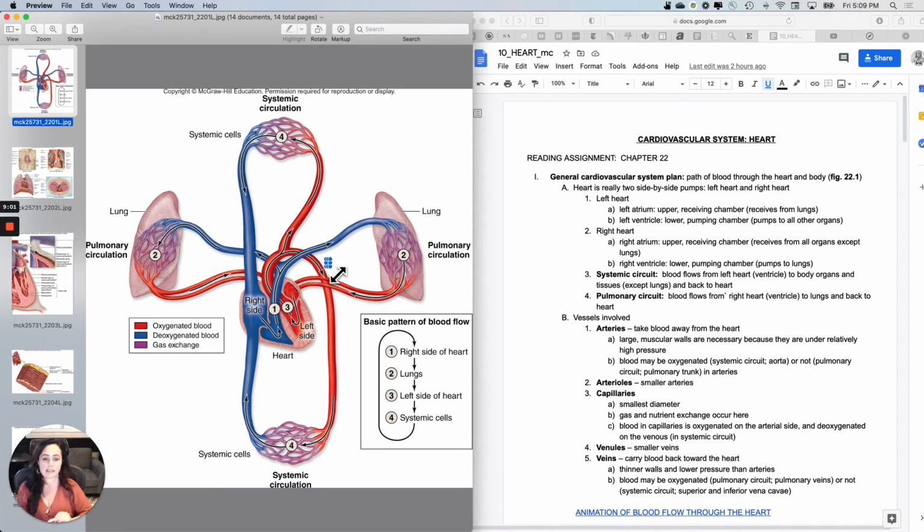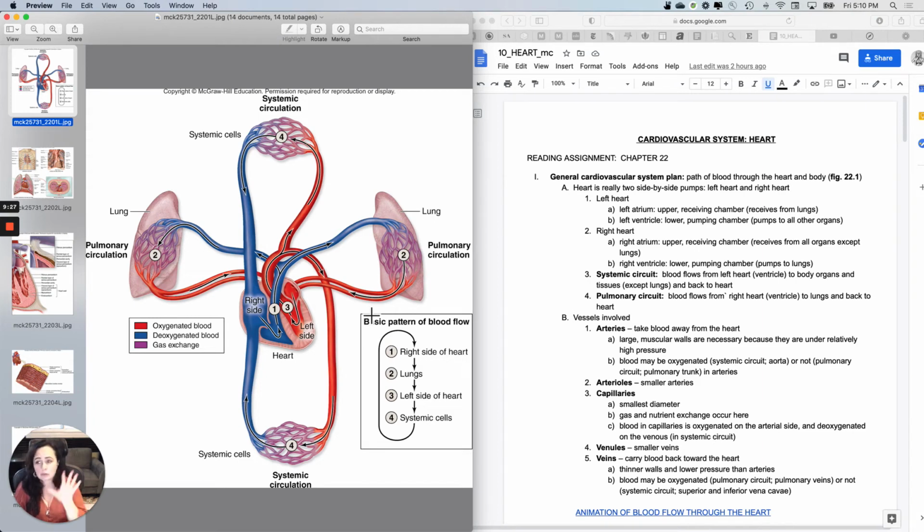Arteries are, by definition, relatively large, muscular-walled vessels because they're under high pressure, because they're right next to the heart, or they're receiving high-pressure blood from the heart. And in an artery, the blood can either be oxygenated or deoxygenated. The blood will be oxygenated in the systemic circuit arteries, and it will be deoxygenated in the pulmonary circuit arteries.